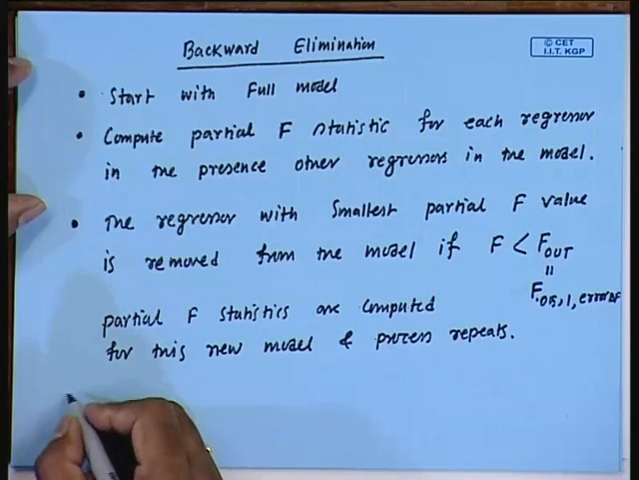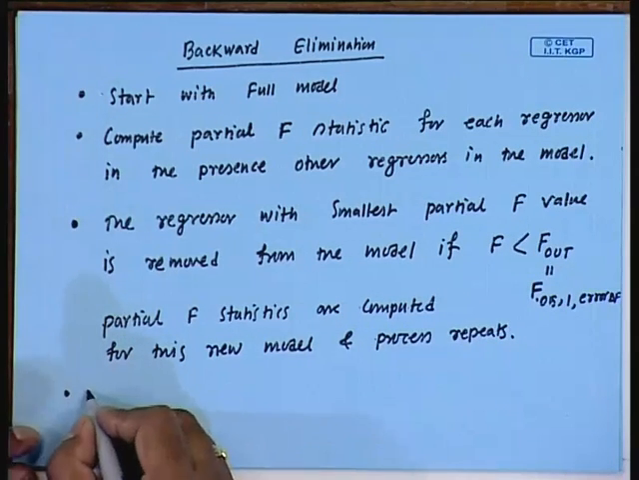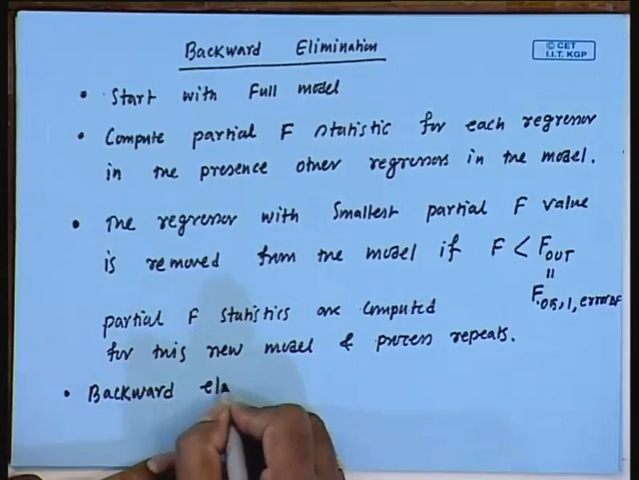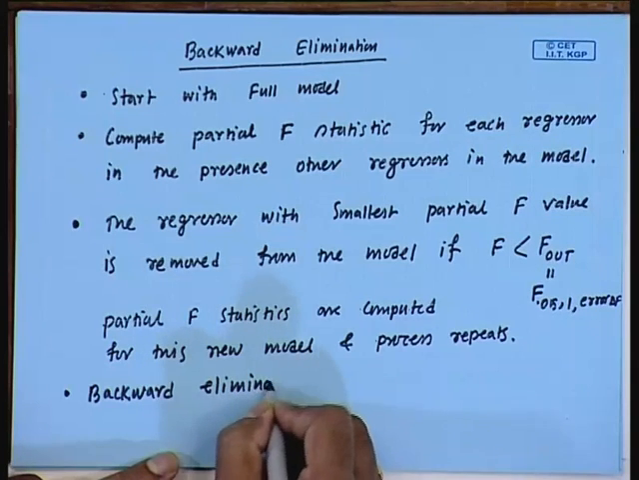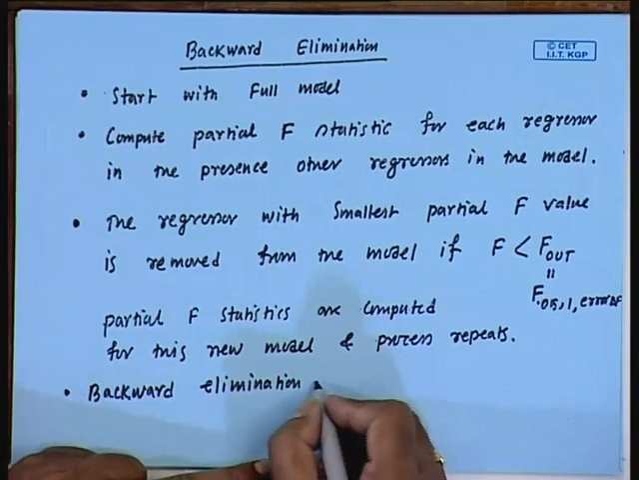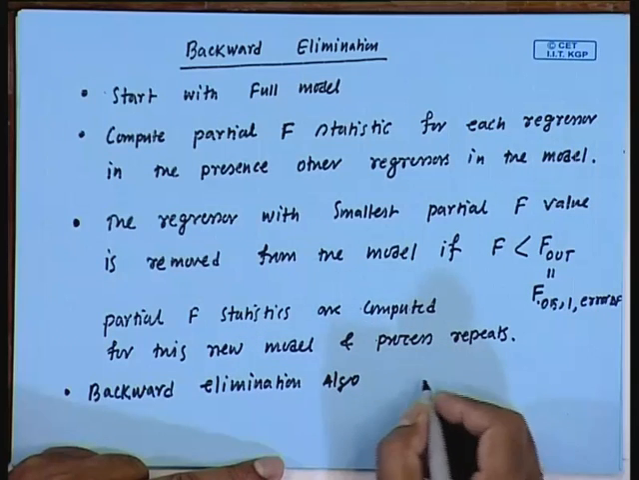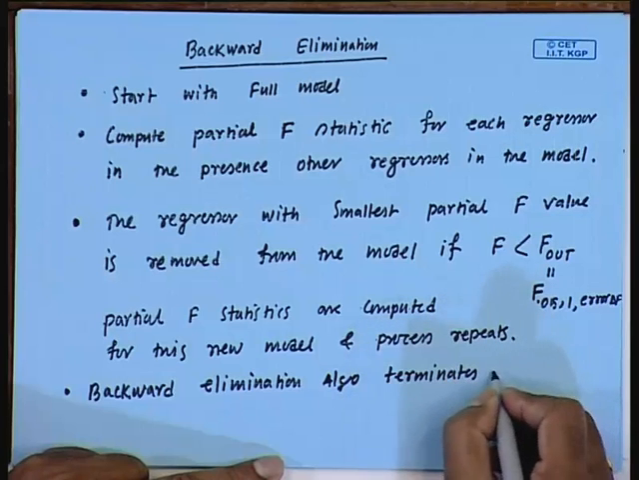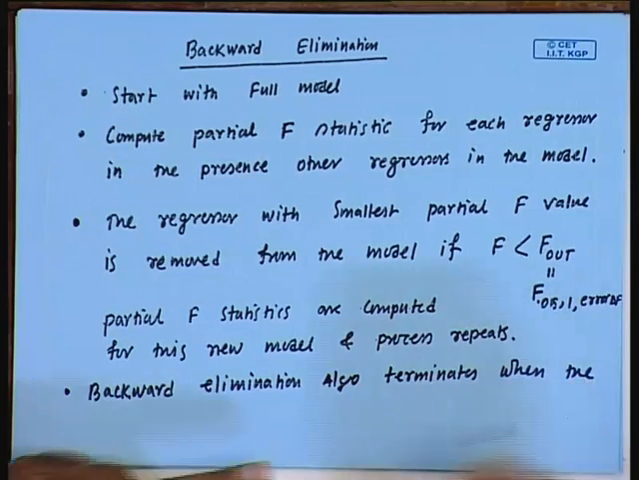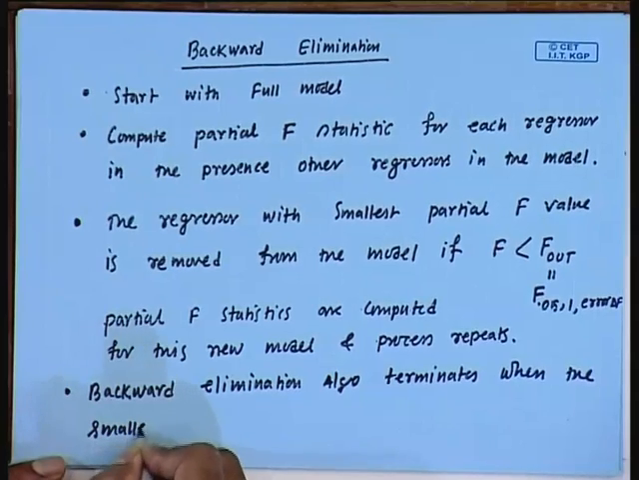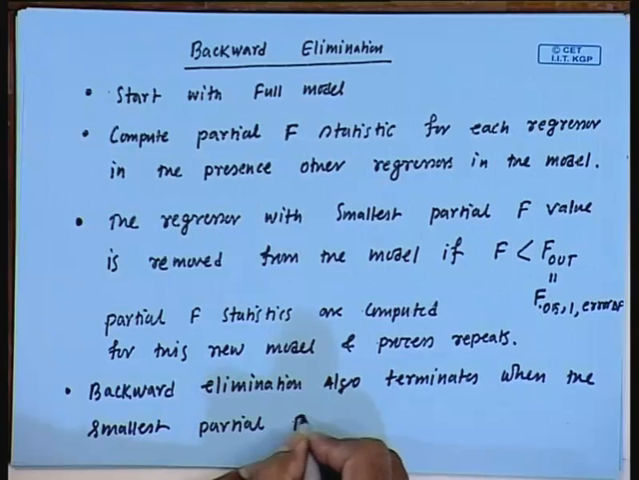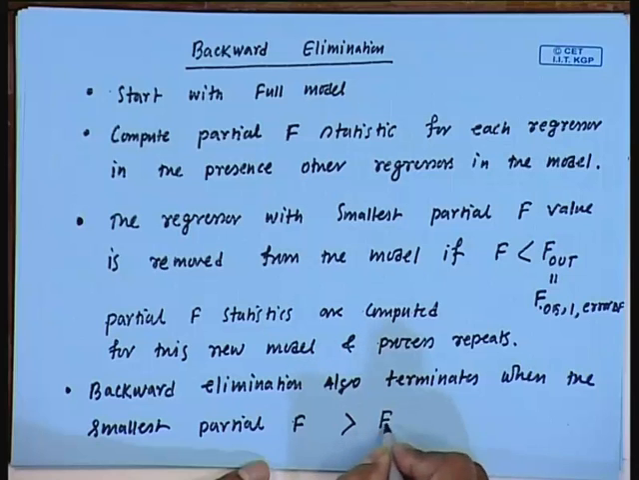Okay. And here is the stopping criteria. Backward elimination algorithm terminates when the smallest partial f value is greater than f out.